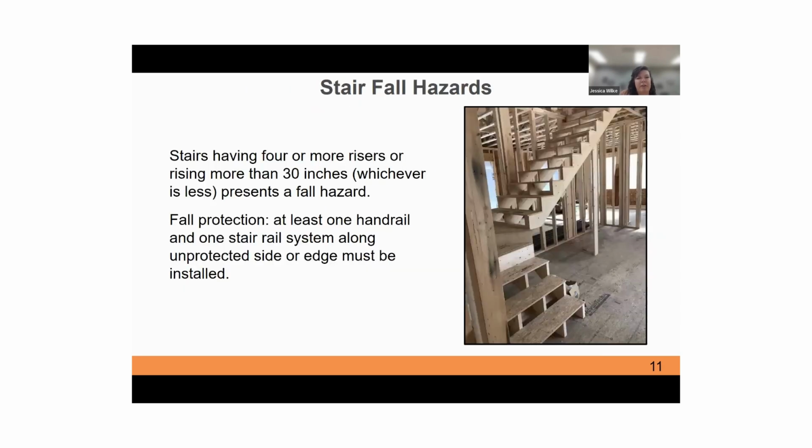Stairs that have more than 4 risers or 30 inches above where they could fall, you've got to have at least 1 handrail and 1 stair rail system. So this we see a lot too, where framers have come through on a new piece of construction. There's no handrail up there, and maybe the roofing folks are going up through the house, and then your workers are exposed to that hazard. So just things to be aware of that you didn't cause, but there's still exposure for your folks to get hurt.